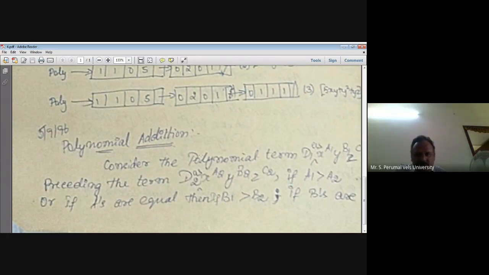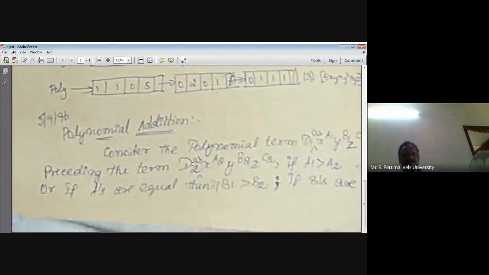If we write it on the board, it will be correct. You have to write these two terms separately: the first term and the second term. D1 x power A1, y power B1, z power C1. D2 x power A2, y power B2, z power C2. These two terms are what we are going to compare and get the result.